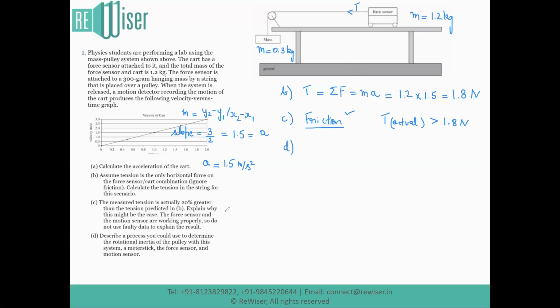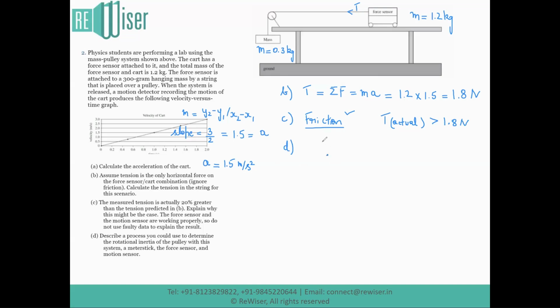Moving on to part D, describe a process you could use to determine the rotational inertia of the pulley with this system, a meter stick, a force sensor, and a motion sensor. To understand and help answer this question, let us first write the free body diagrams for 3 bodies specifically: the pulley system, the force sensor and the cart combination, and the hanging mass. So we can start with the pulley system.